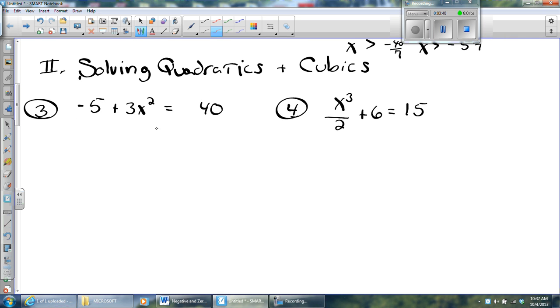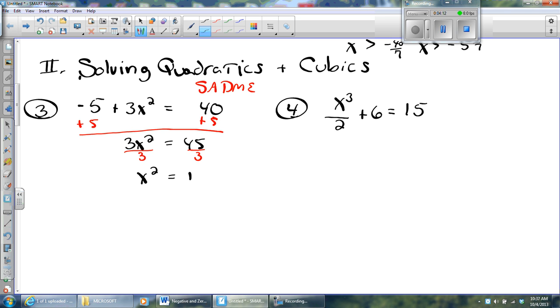Okay, so we've got a quadratic here, and I'm going to solve it by listening to Sad Me, right? Undo subtraction, addition, undo division, multiplication, and then undo the exponents in that order. Once I do that, then if it's quadratic, I'll actually try to estimate it. So I'm going to add 5 to both sides, and I'm going to get 3x squared equal to 45. I'm going to divide both sides by 3 because I'm doing multiplication before I undo the exponent. x squared equal to 15.